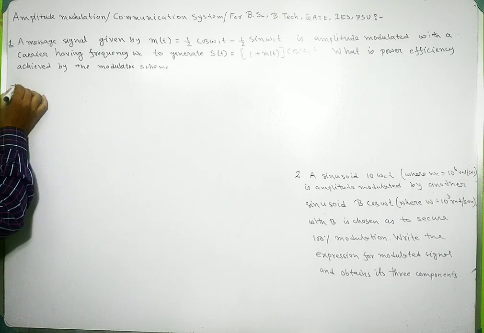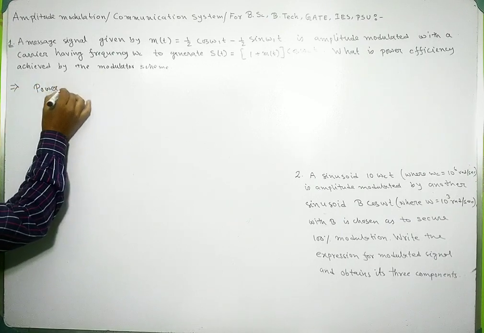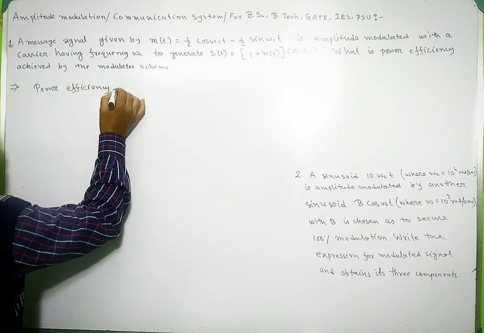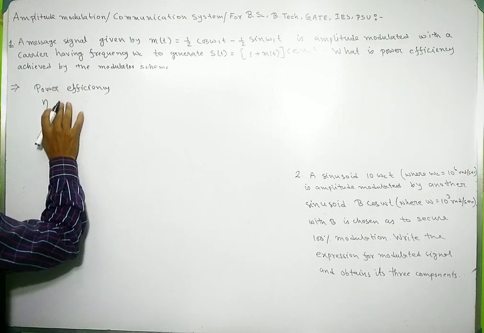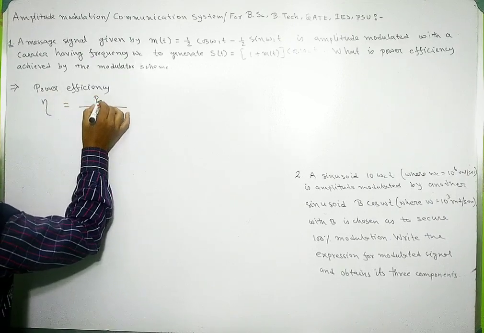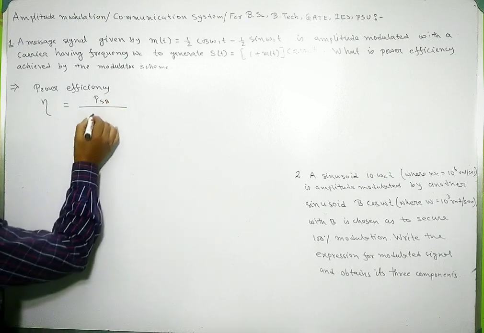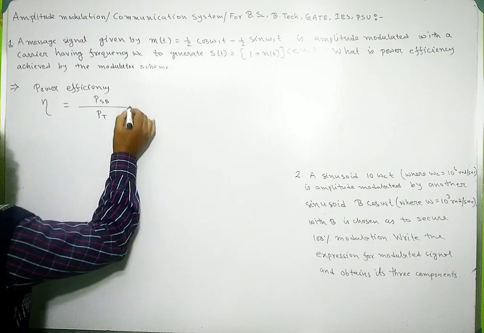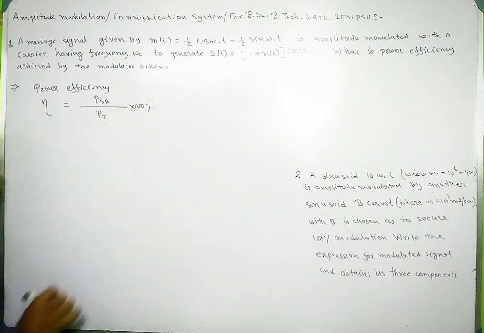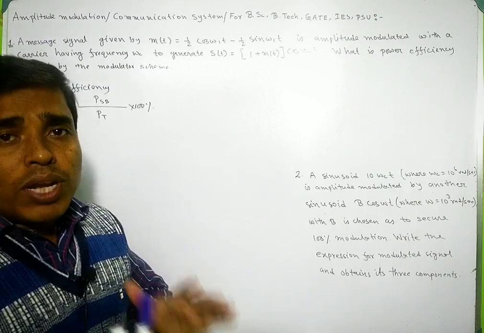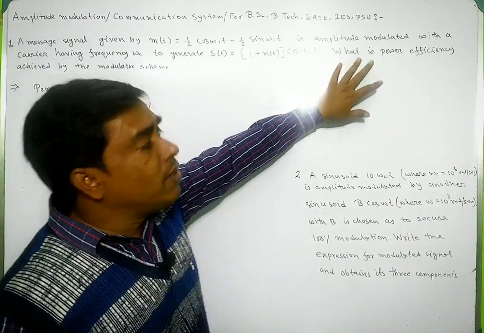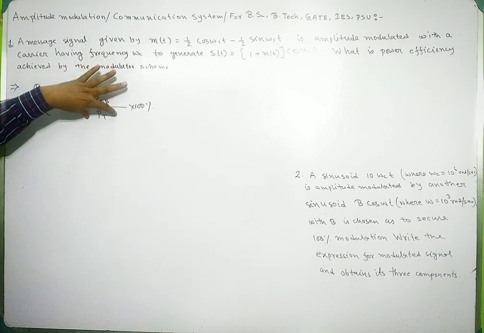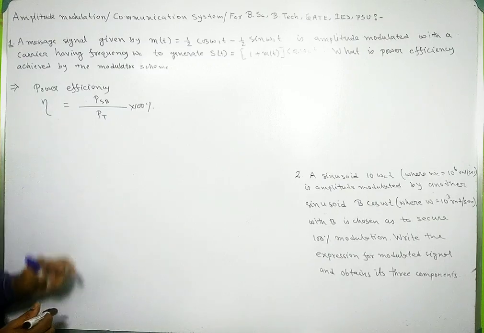That means it is given by the power efficiency of any modulator, which is given by this: power of sideband frequency over total power of this modulator, into 100%. So, to calculate the power efficiency of any modulator, you have to calculate the sideband power and the total power. So, what is the formula of sideband power?